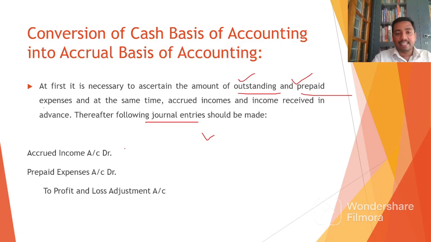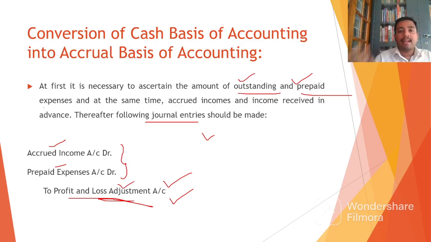So see the journal entries, how to convert the cash basis into accrual basis. There can be certain accrued income and prepaid expenses. These two items are to be debited, and the credit goes to the P&L adjustment account. So the account which is used to convert the cash basis to accrual basis is the P&L adjustment account. That is to be noted.